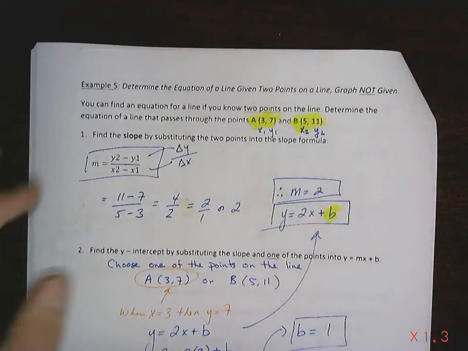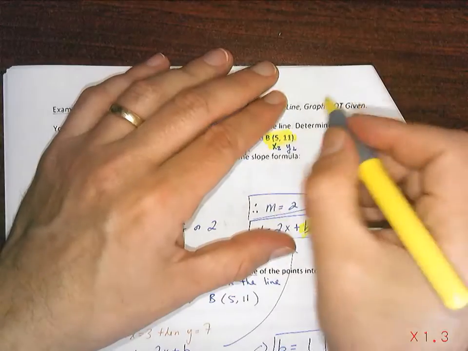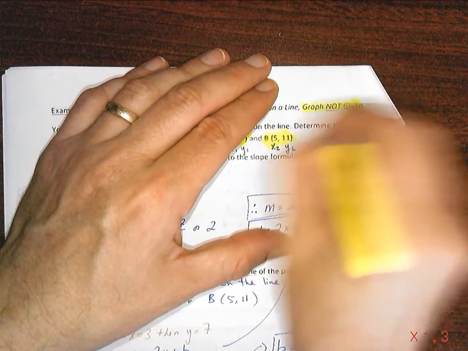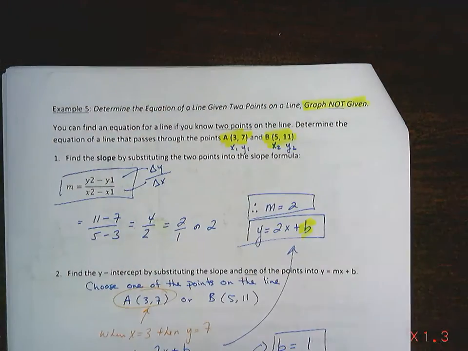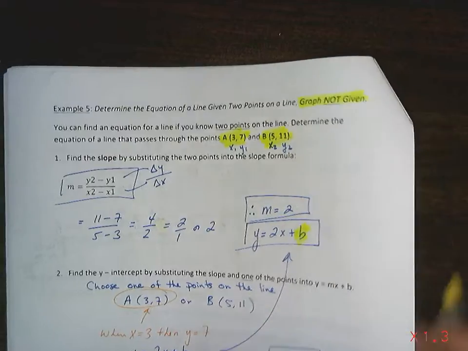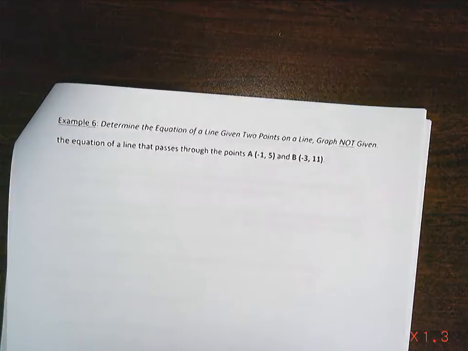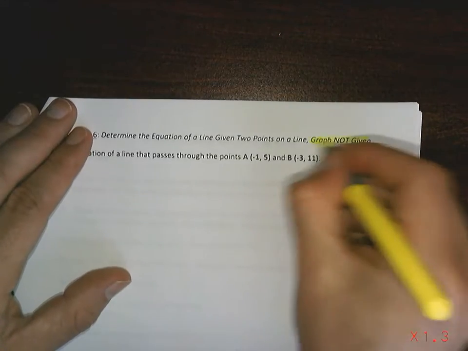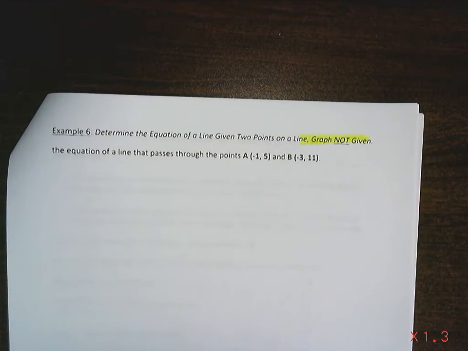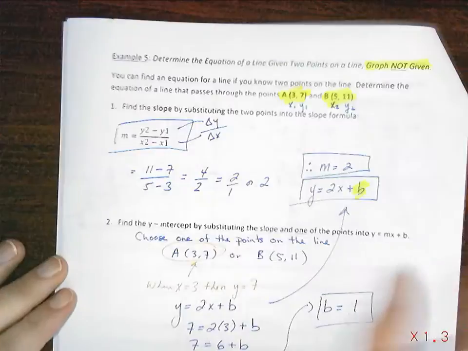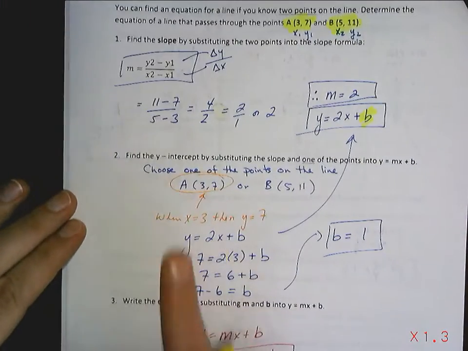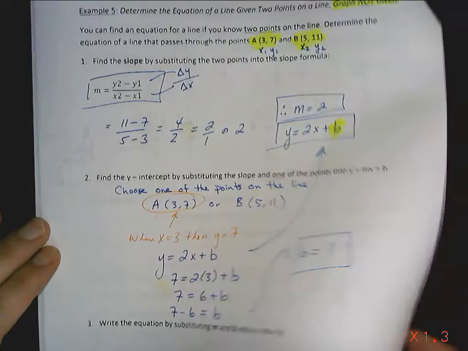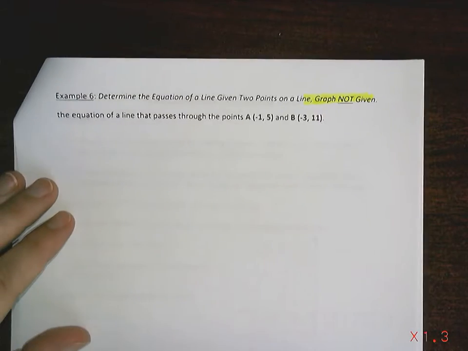Okay, so that last example was a great example of what to do when a graph is not given. No graph at all is given, just some points. And so this is the exact same question, but notice, I'm not giving you the steps anymore. This is what the question will look like on a test.